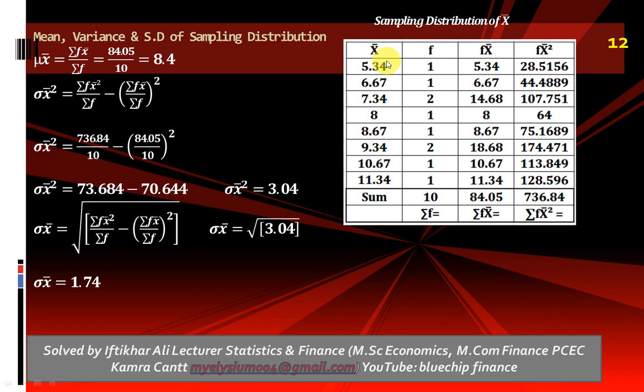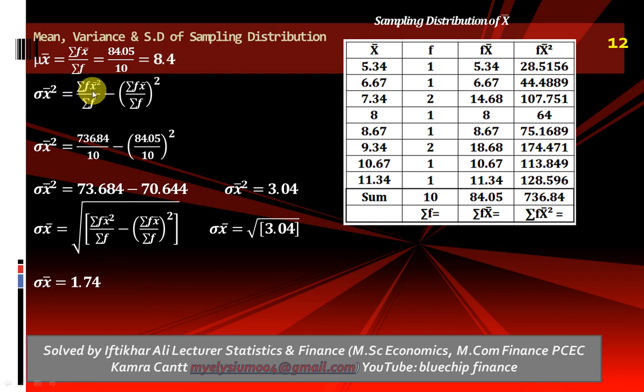Fx bar is simply the multiplication of these two, and sum is 84.05, sum of f is 10, and fx bar square is fx bar multiplied by x bar, 5.34 multiplied by 5.34 is 8.5156 and so on, and sum is 736.84. After obtaining this, just simply put all these values into these three formulas. Mean, as you know, equals sum of fx over sum of f, so 8.4.